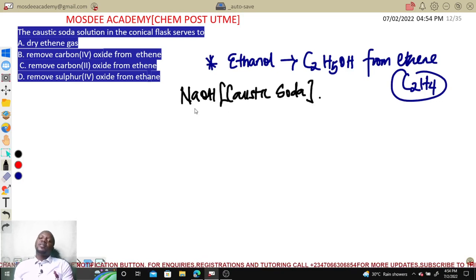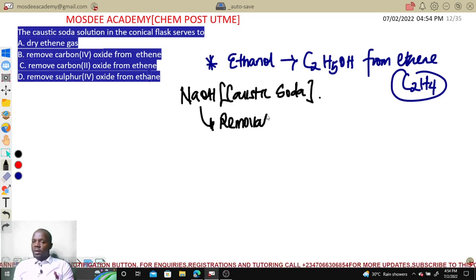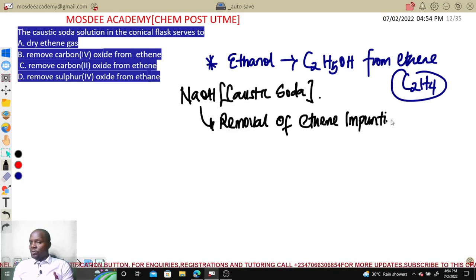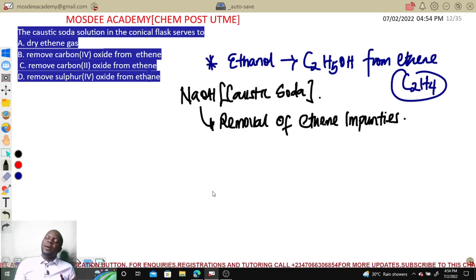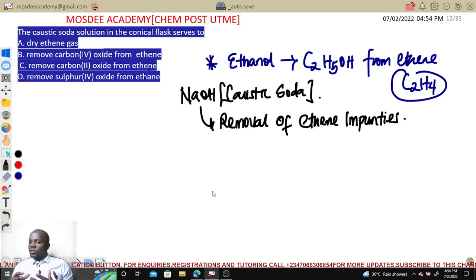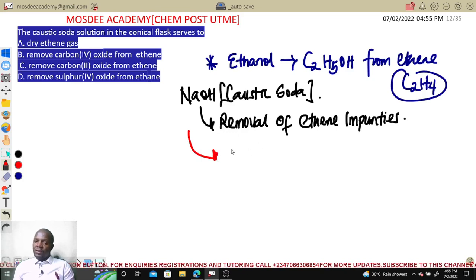Now this caustic soda serves as a remover. Let me just write it in simple language. It serves as a remover of ethene impurities. Definitely, impurities are going to be in a substance. When you are preparing a particular compound, either organic or inorganic, you must try to make it pure. That is the first law. So if you know that as your first law, the removal of impurity is the role of caustic soda. The impurity we are talking about in the preparation from ethene is what we call SO2.